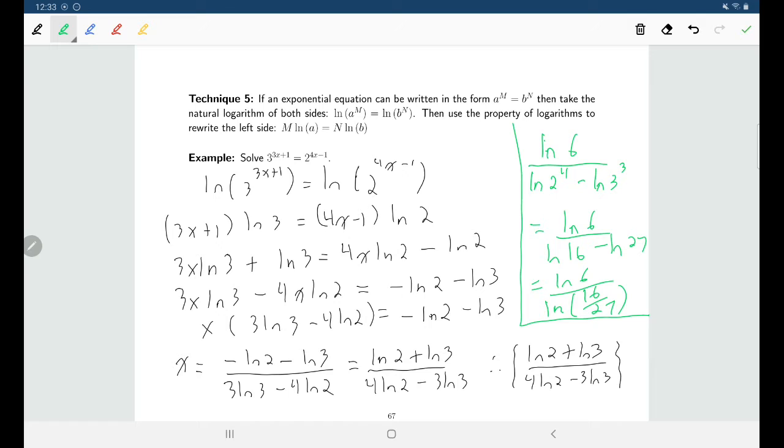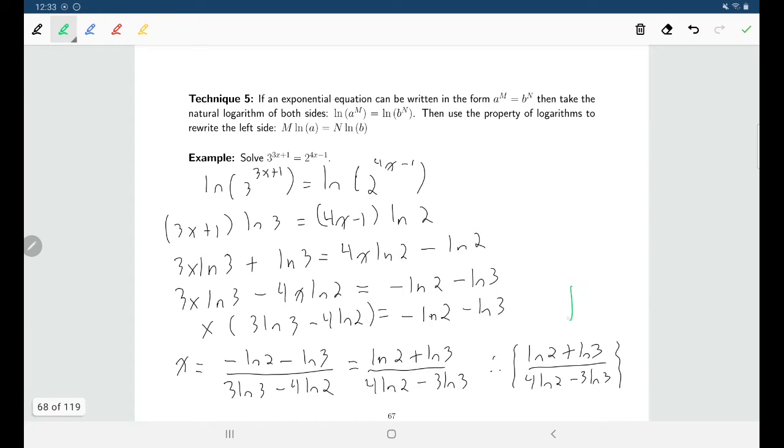So just be aware that even though we have an answer in terms of natural logs, even that answer could be expressed in a completely different looking way. The answer that I have is equivalent to natural log of 6 over natural log of 16 over 27. I'm not expecting anybody to go that extra step, and it's totally fine, and I think it's a good way to save time. Just leave your answer in that form.